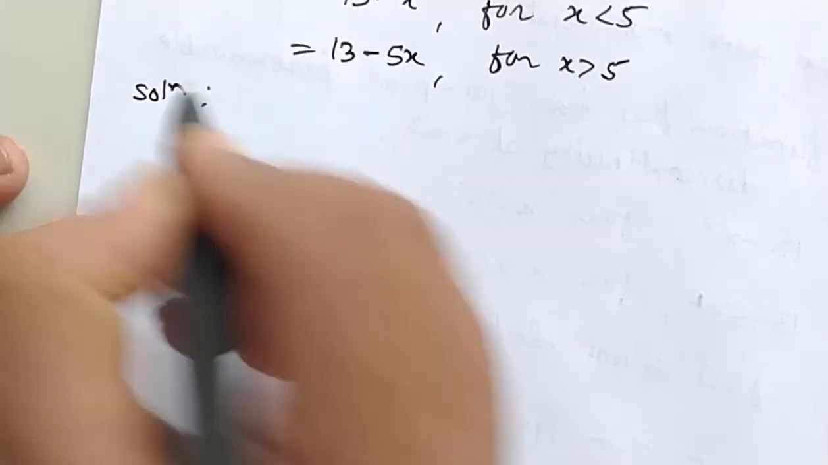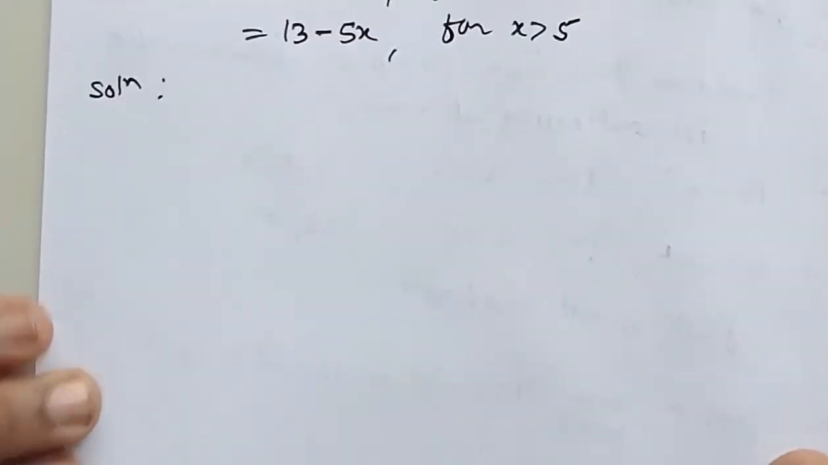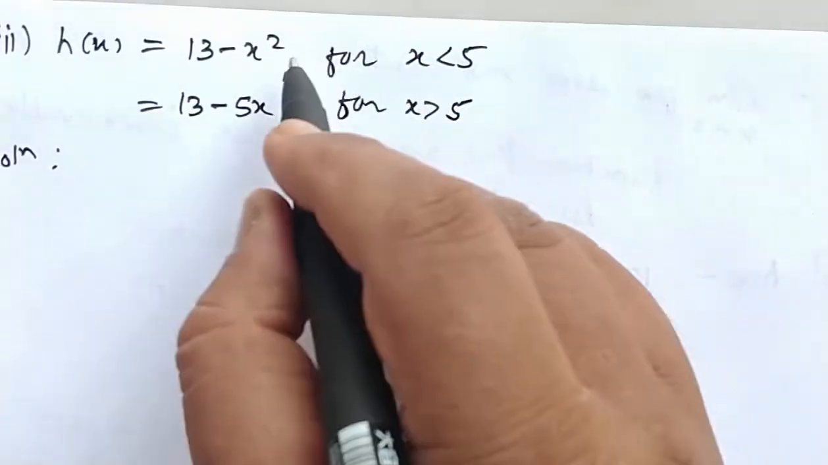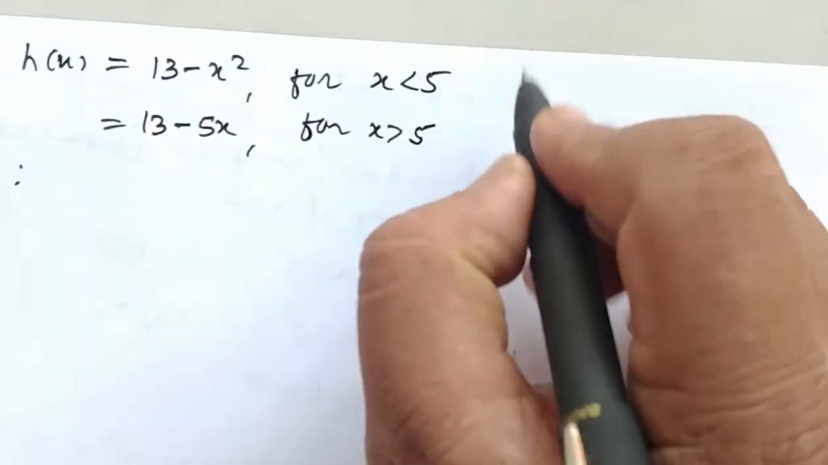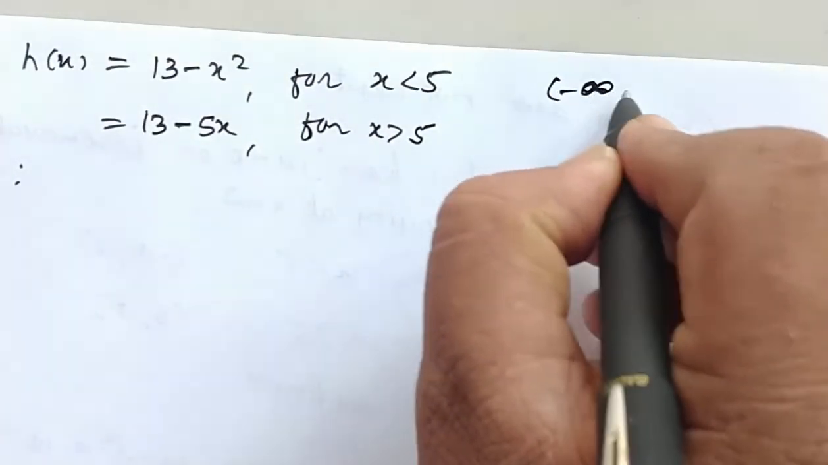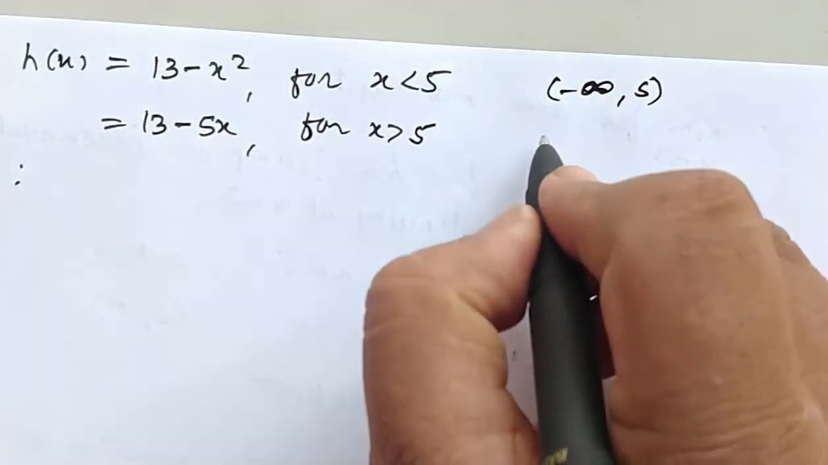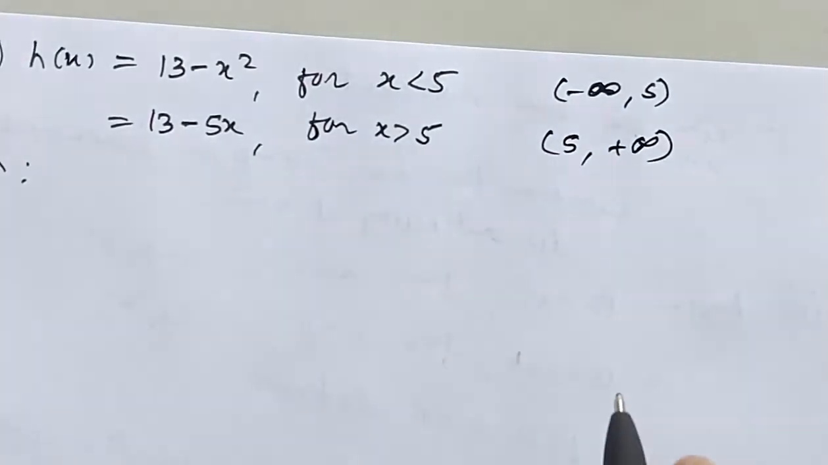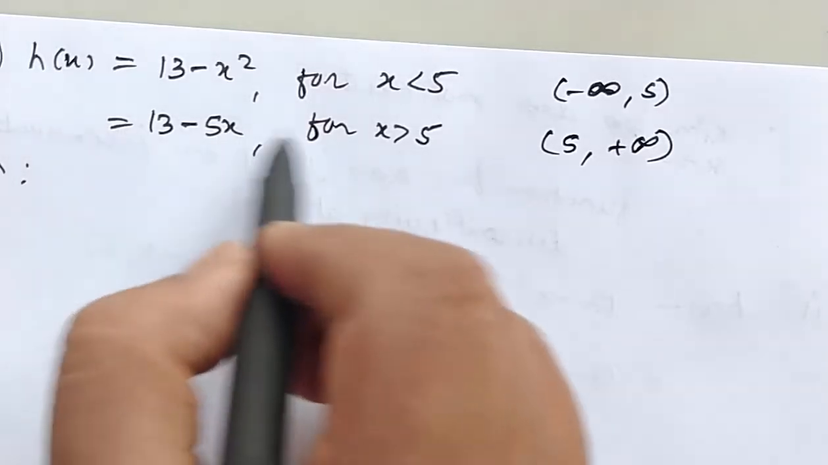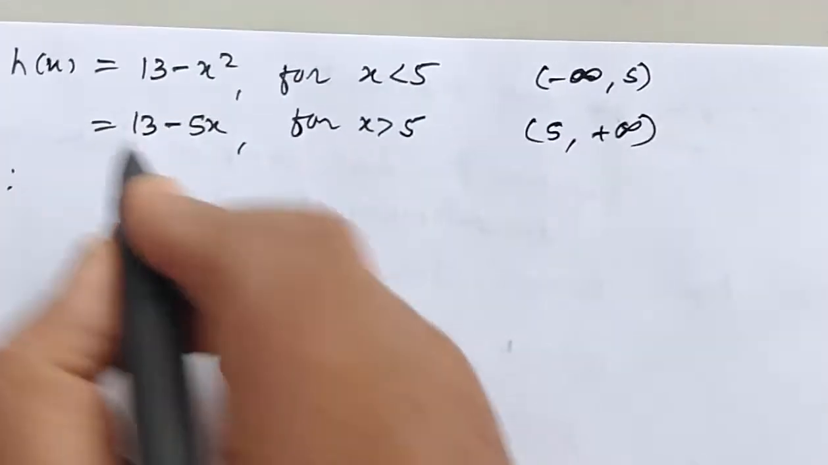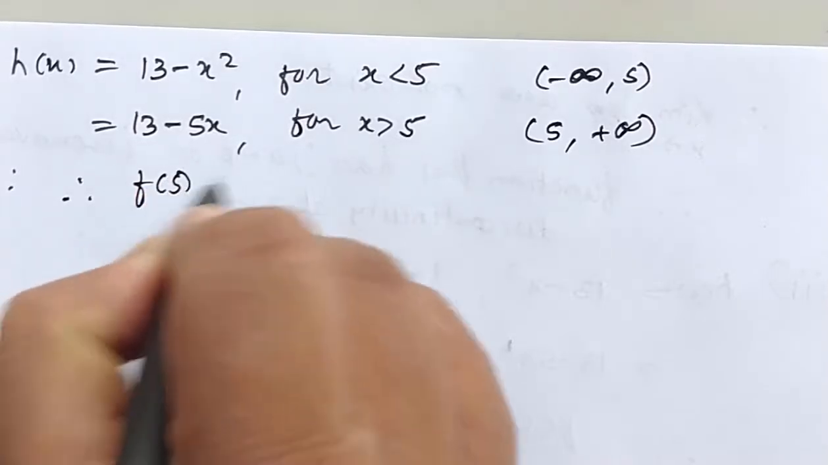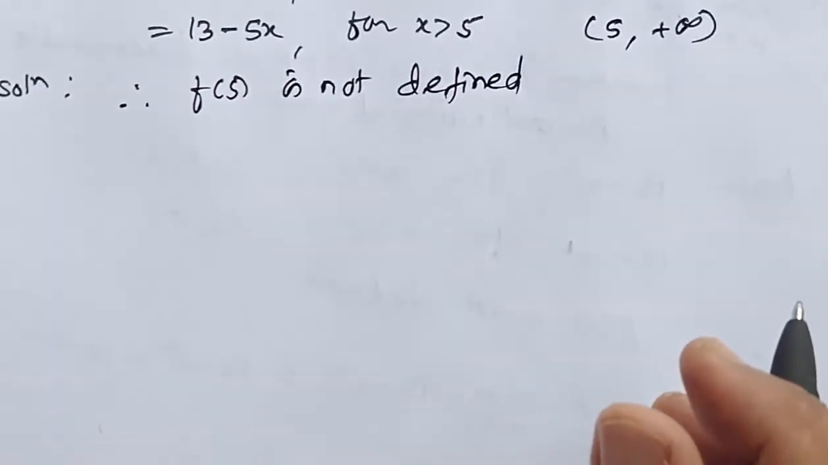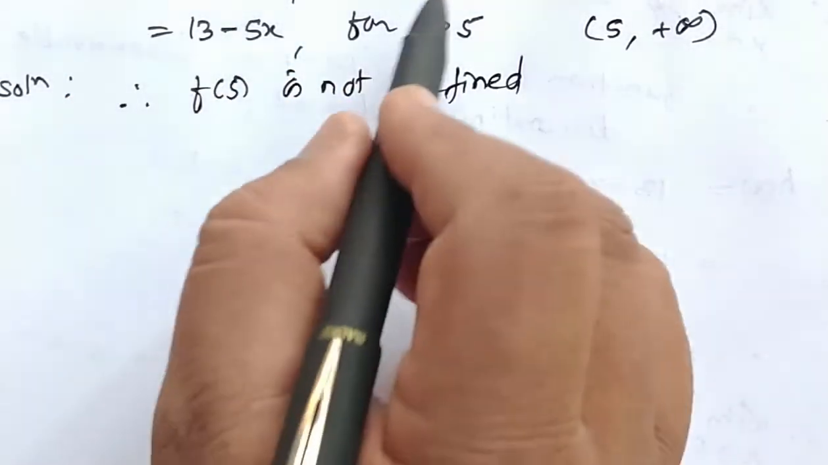Solution. Since the function is defined by a polynomial for the two different intervals, first interval is minus infinity to 5 open interval, second interval is 5 to plus infinity, but the function is not defined at x is equal to 5. Therefore, f of 5 is not defined. So we consider the continuity of the function at x is equal to 5.